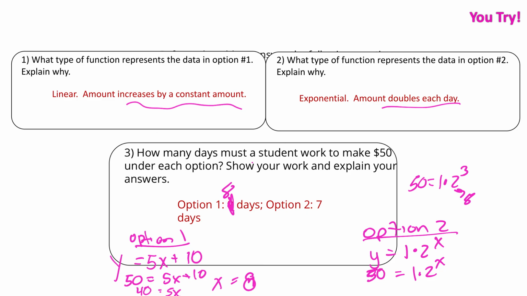Then let's try a different value for x. We can try 50 is equal to 1 times 2 to the 6th power. 2 to the 6th power is 64. So this is more, and so it's actually going to be 6 days.